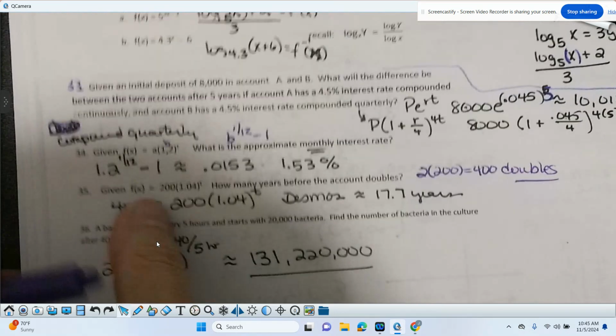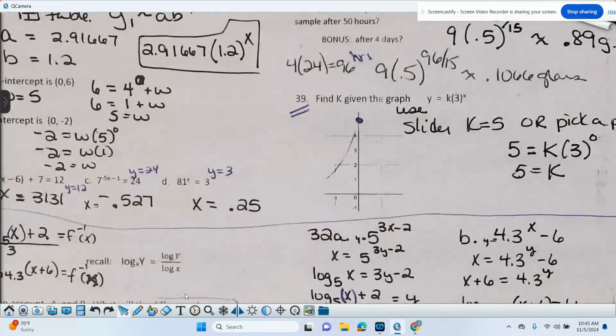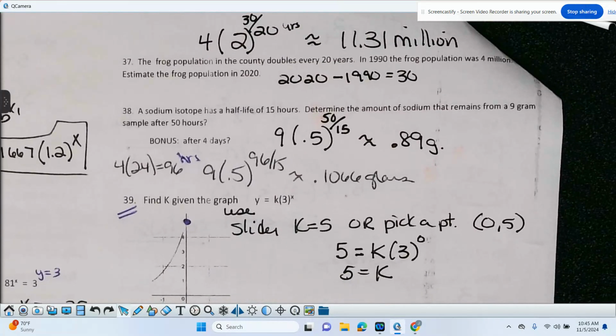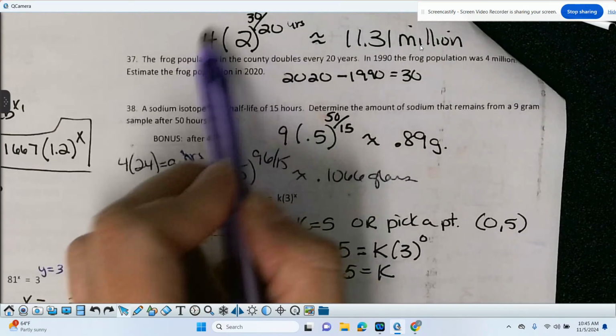Right? Number 37 here is talking about the same kind of thing. We're estimating the frog population in a county is doubling, so double, that puts a 2. Every 20, that's the 20 goes on the bottom. My time goes in the top, and I need a start at. In 1990, the frog population was 4 million. How much will it be in 2020? That's the time. From 1990 to 2020 is 30, so 30 years is going to go on the top. You can just put the 4 there, but remember your answer has to say millions. Again, I'm going to put that in Desmos, and it'll give me my answer.